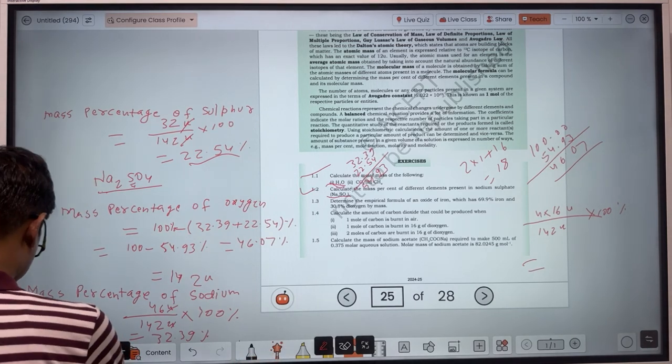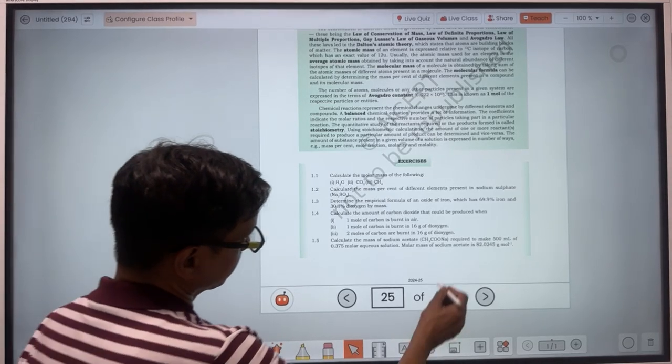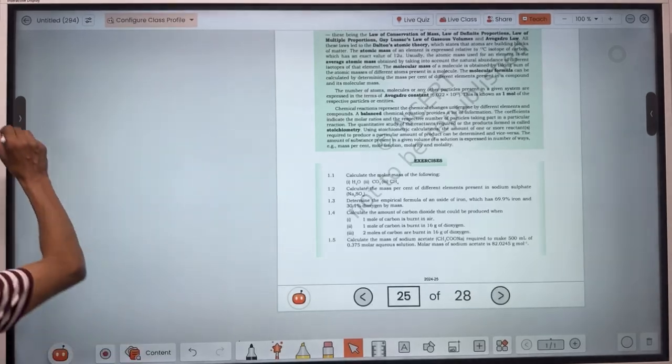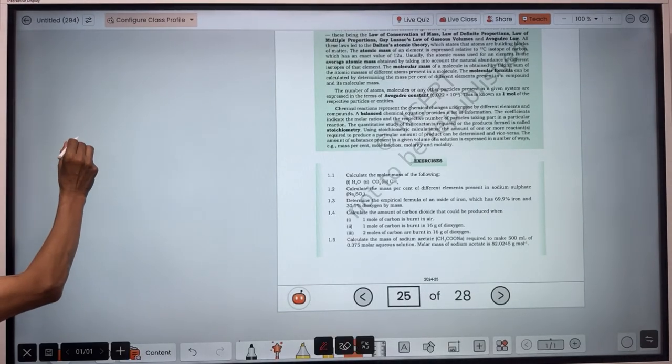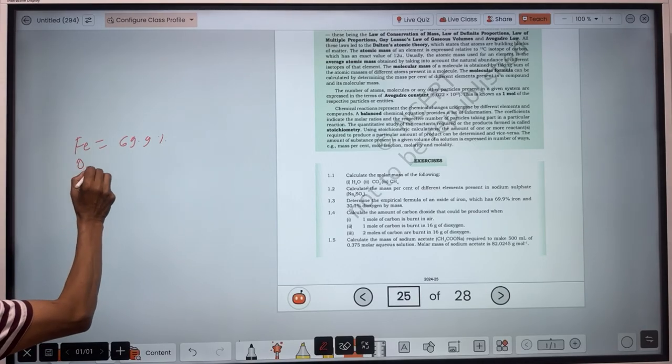Now let's see about the next question. You will have to predict the empirical formula of an oxide in which there is 69.9% iron and 30.1% oxygen, dioxygen. So let's see here. Iron is 69.9% and oxygen is how much?